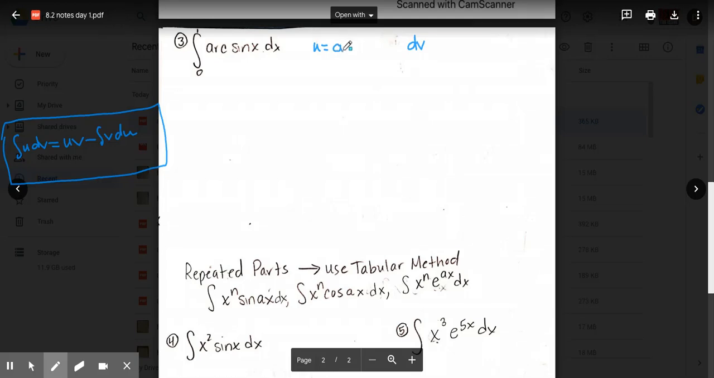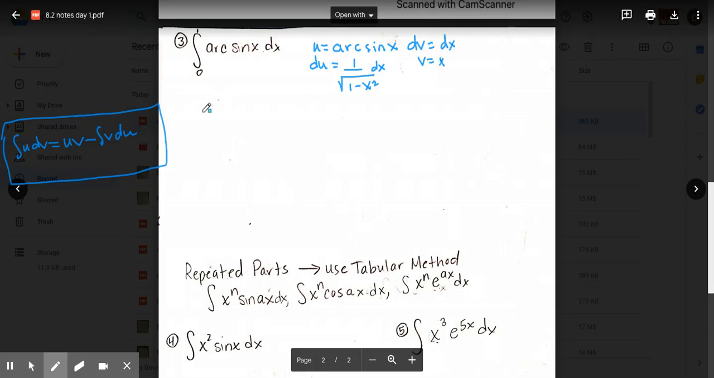So u is arc sine x. dv is as simple as just dx. Okay, remember, it's the rest of it. My du is the derivative of arc sine. So you need to know the derivative of arc sine, but you're going to have a formula. So derivative of the inside over the square root of 1 minus the inside squared. That's the derivative of arc sine. To get back to v, I need to integrate. So I'm integrating 1, so that's just going to be x.